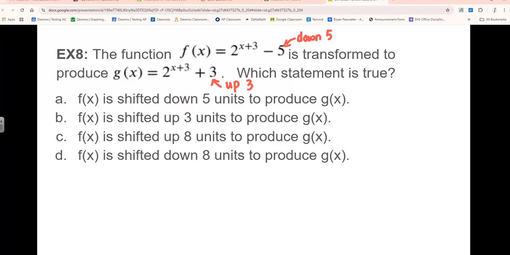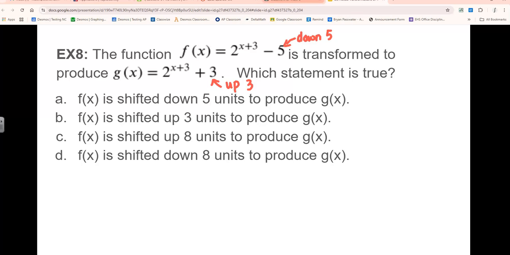Okay? So a person who answered B was probably just looking at g of x. There's reasons why someone would choose A or B. But in this problem, it is saying that we are starting with F, which has been moved down 5, and we're ending up at G, which has been moved up 3.